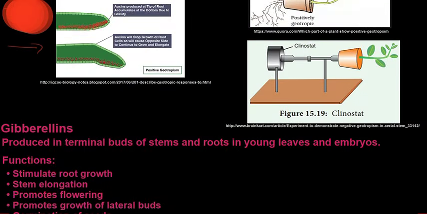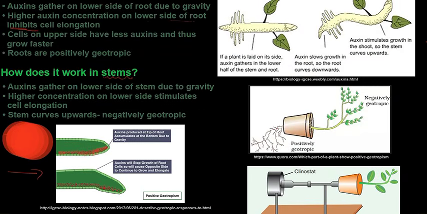So the cells on the upper side have less auxins and will thus grow faster, because here they are stopping all growth, but these ones over here will still be able to grow. So roots are positively geotropic, because they will grow towards the stimulus of gravity. These cells will start elongating, and it will push the root downwards, which makes it positively geotropic.